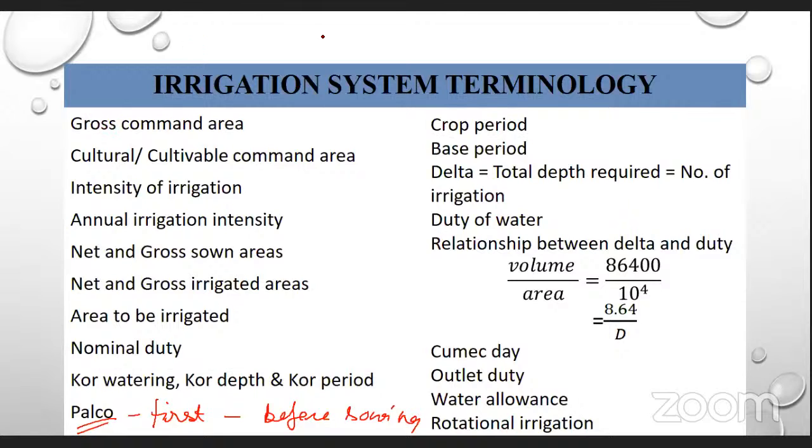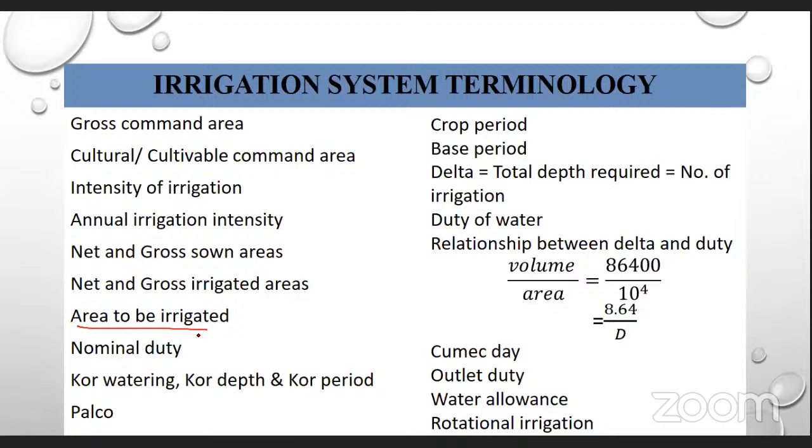Is it okay? Till where you have understood? I will repeat again. Students, please ask the ma'am. Net and gross irrigated areas, up to there we have understood, madam. Area to be irrigated, okay, from area to be irrigated. Yes, ma'am.